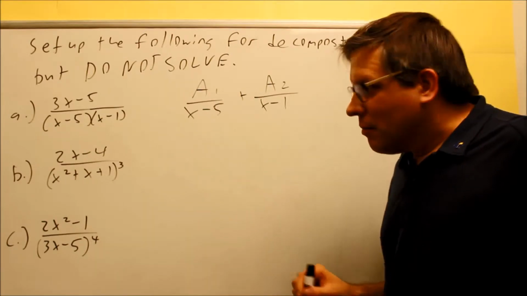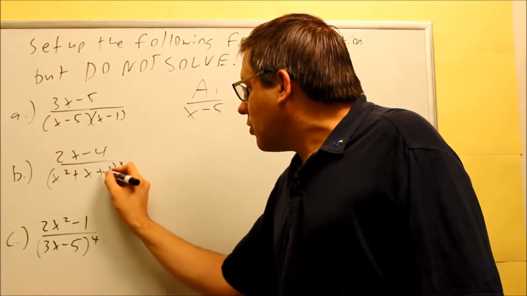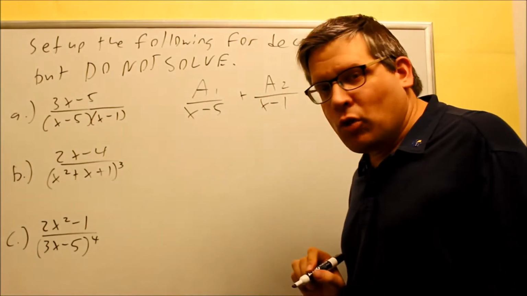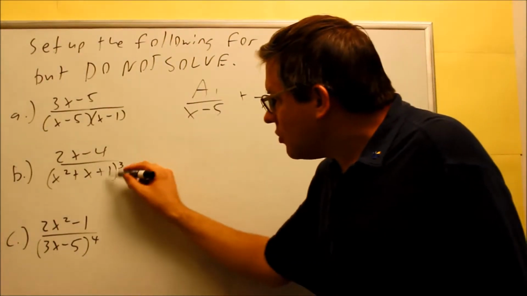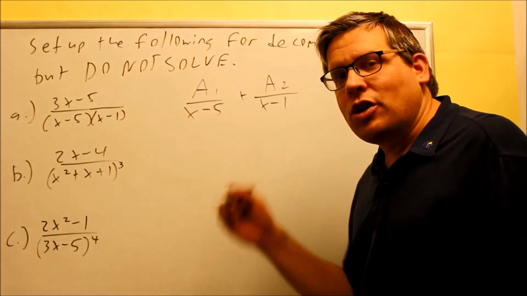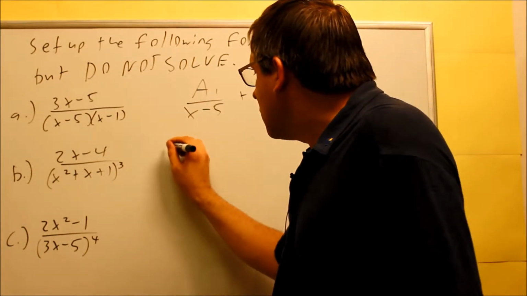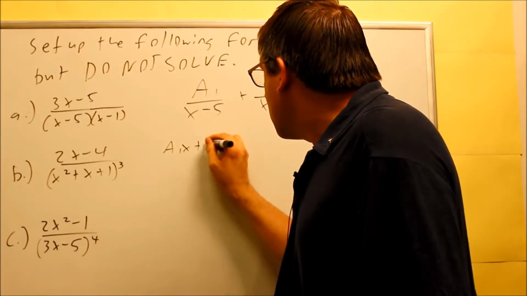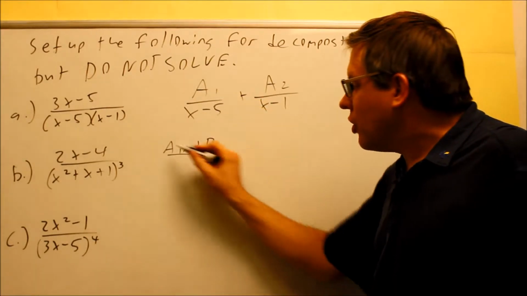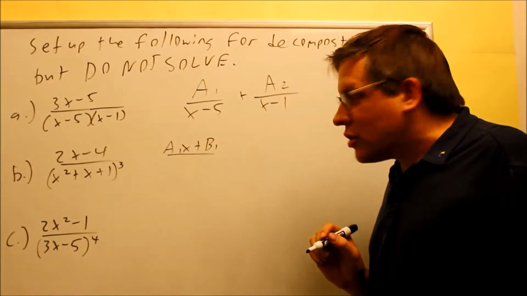Now, for part B, we have an irreducible polynomial inside. If we try to factor this one right here, we're looking for factors of 1 that add up to 1. That's impossible. We can't find two factors that will do that. Because this is considered irreducible, we need to use rule number 3. Now, with rule number 3, you need to put an x up there. So we're not just going to have a constant like the previous example. You have to set up a linear term like this, a1x plus b1.